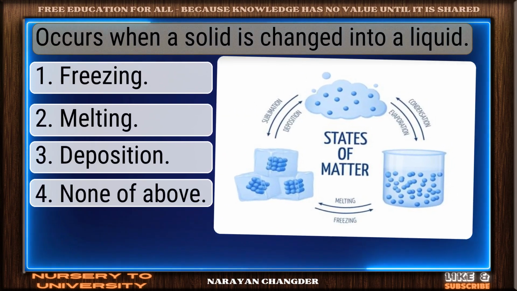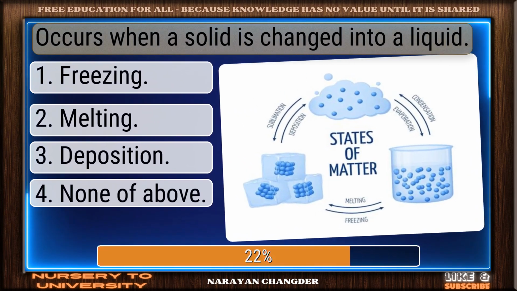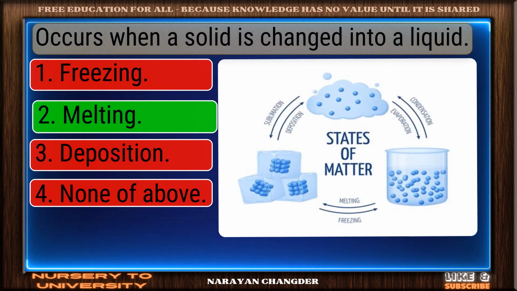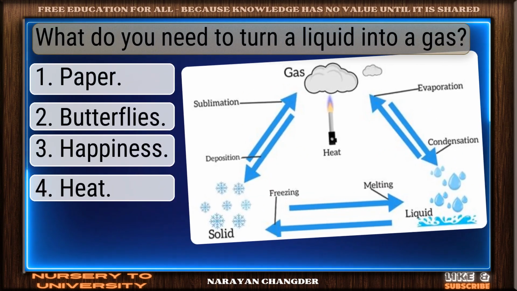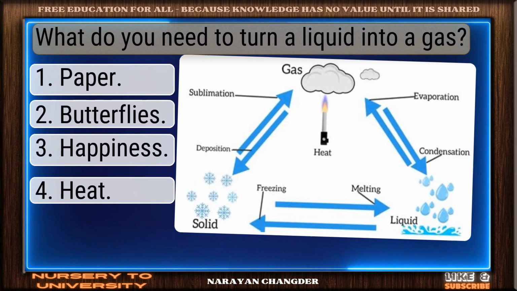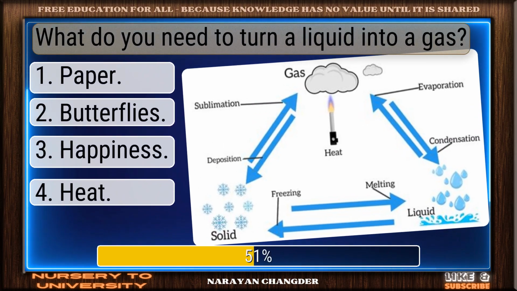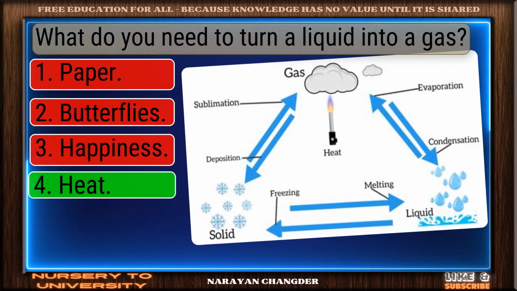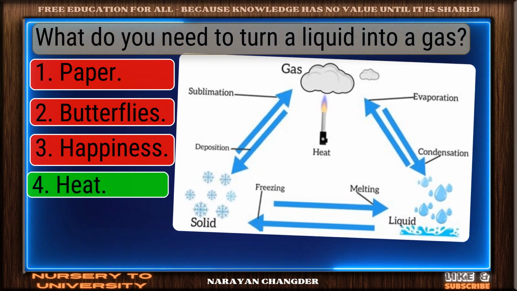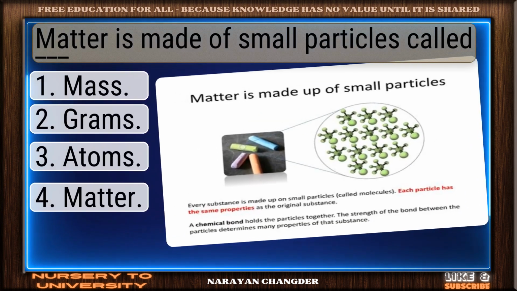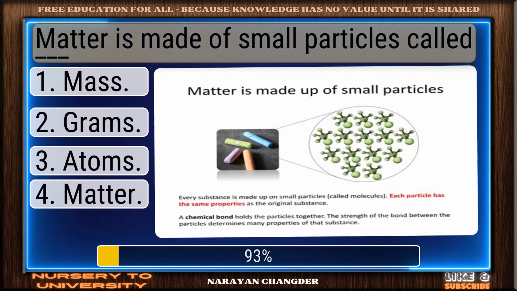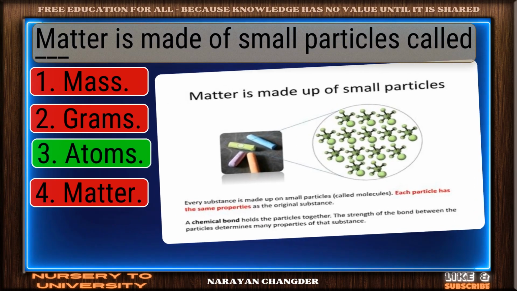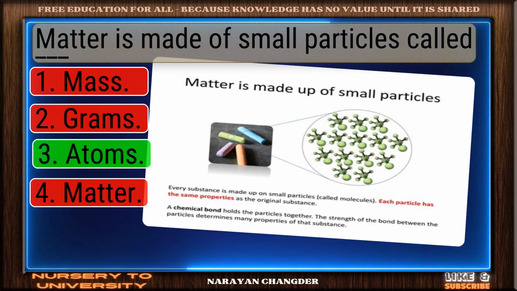Occurs when a solid is changed into a liquid. Excellent. Melting is a brilliant choice. What do you need to turn a liquid into a gas? Nicely done. Heat is a solid answer. Matter is made of small particles called dash. Excellent choice. Atoms is the right answer.